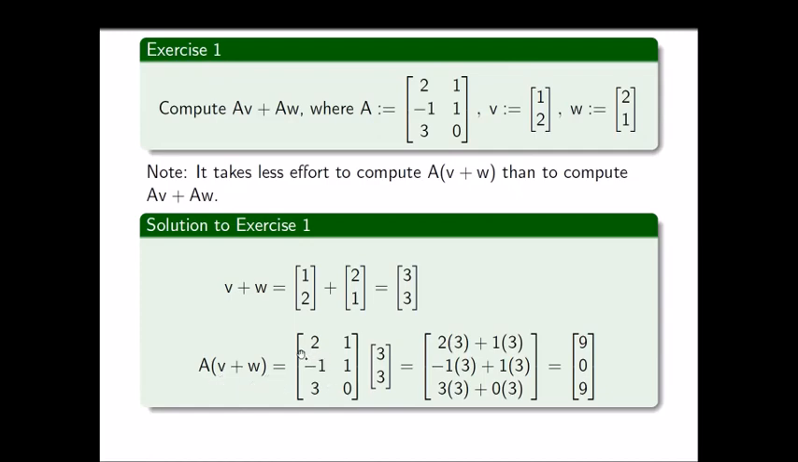And now because the width of the matrix A is the same as the height of the vector V plus W, this product is defined, and we can multiply each row by this column and then solve for it. And in this case, we get 909. The point of this exercise was that using distributivity in one way, we can actually save time.